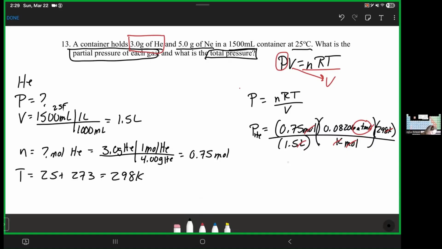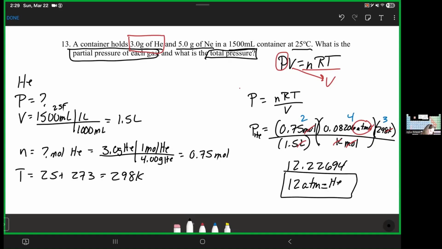I get 12.22694, and we're at 2 sig figs here, 4 here, 3 here, and 2 here. So I'm going to go with 2 in my answer. So that is 12 ATM for helium. It's the partial pressure of helium.